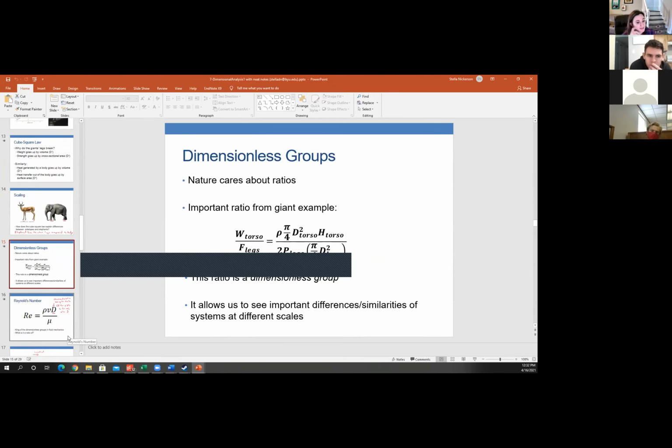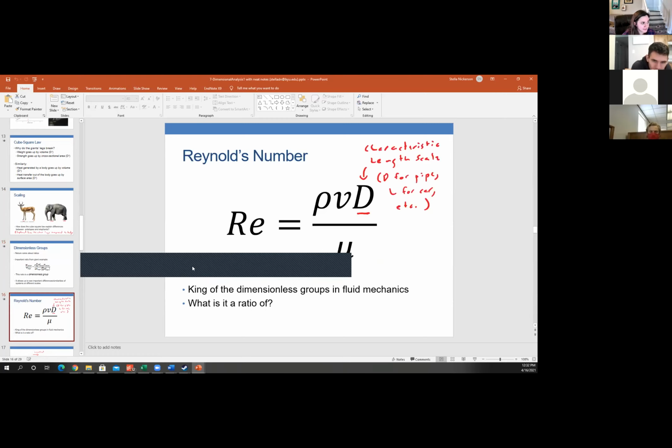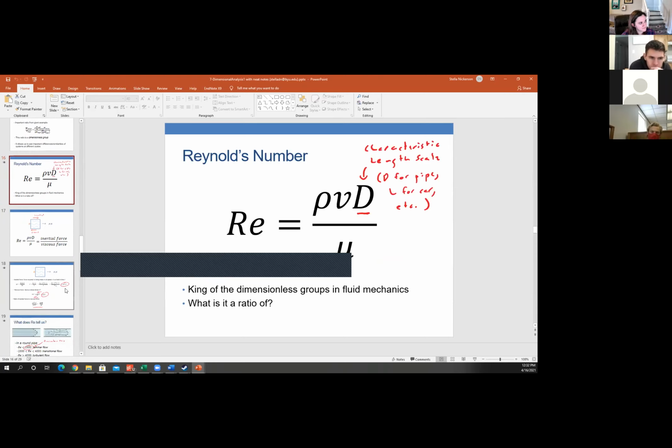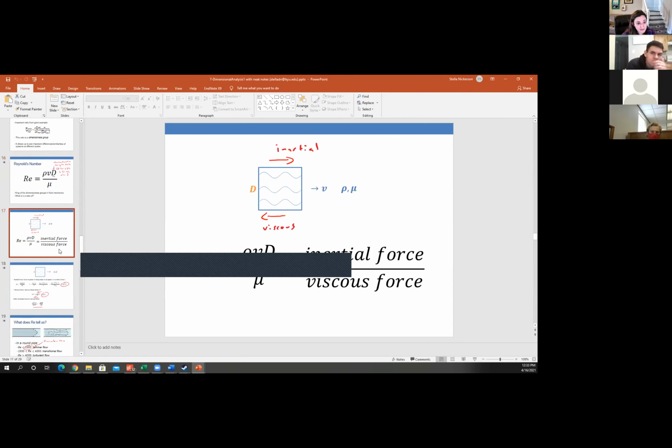All right, and this led us into talking about dimensionless groups or ratios that tell us lots of things. The Reynolds number is one we're very, very familiar with by now. Reynolds number, love it. The Reynolds number is a ratio of inertial forces to viscous forces. That's where it comes from.